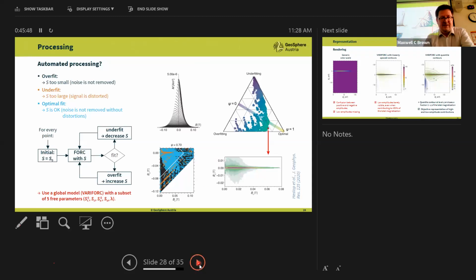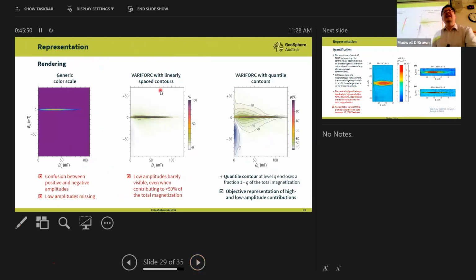And finally, I would like to go progressively into the conclusions with problems of representing your data. Basically, one of the problems is rendering. And I know there is a bad joke, especially among paleomagnetists, that this issue is related to choosing nice color scales. But I hope today to convince you that this is not the case.